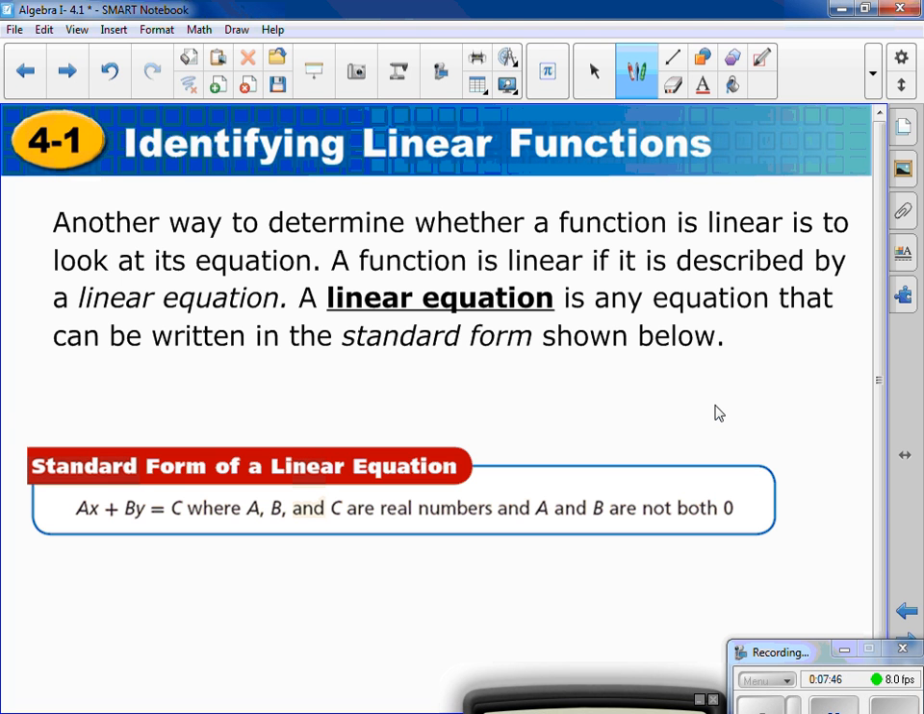Another way to determine whether or not something is linear is to actually just look at its equation. A function is linear if it's described by a linear equation. A linear equation is an equation that can be written in standard form. Standard form is ax plus by equals c. A, b, and c are real numbers, and a and b are not both 0. One of them can be 0, but both of them cannot.